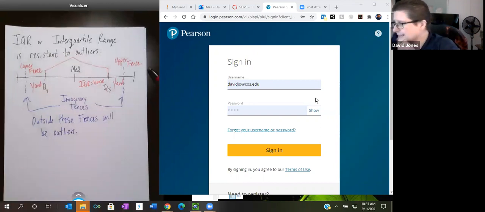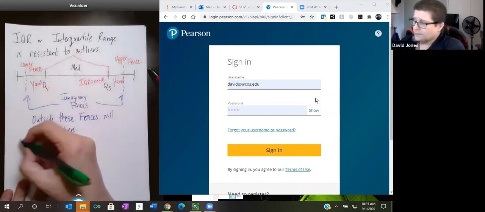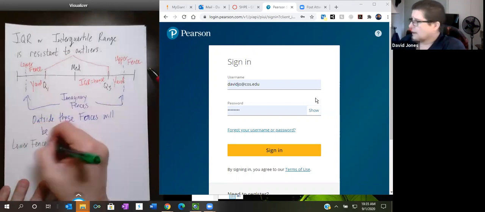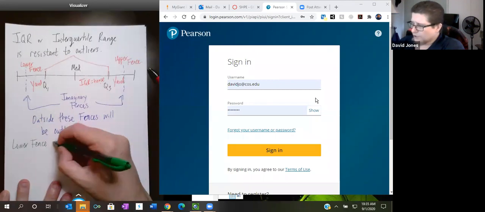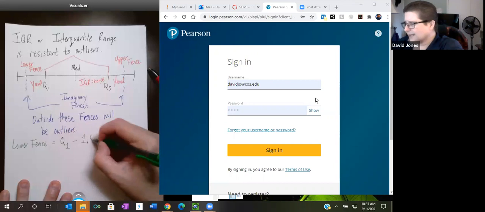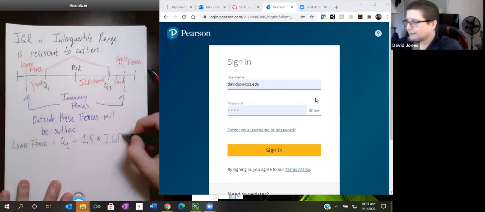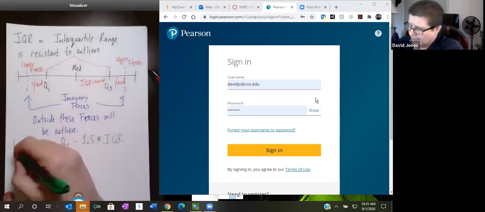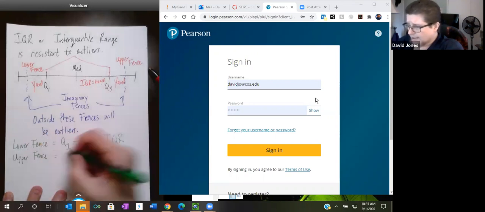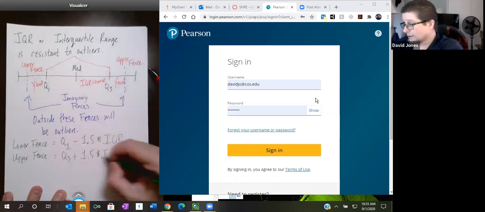And how do we find these fences? We can calculate them. The lower fence has a value that is equal to Q1 minus 1.5 times the IQR, interquartile range. The upper fence is Q3 plus 1.5 times IQR.